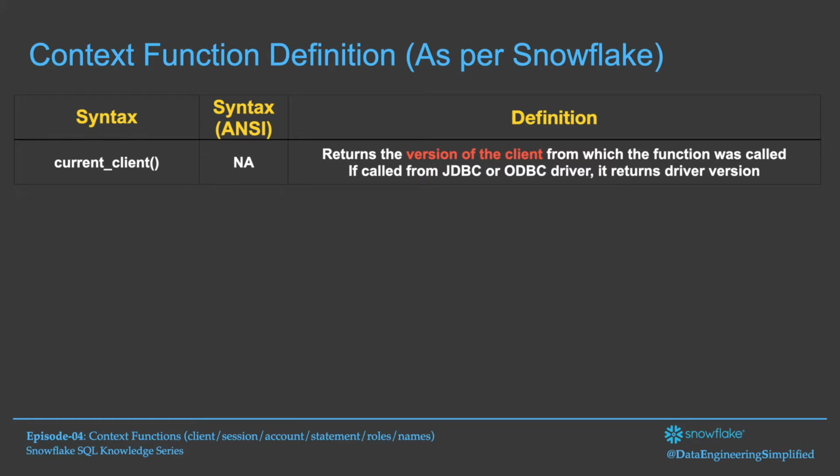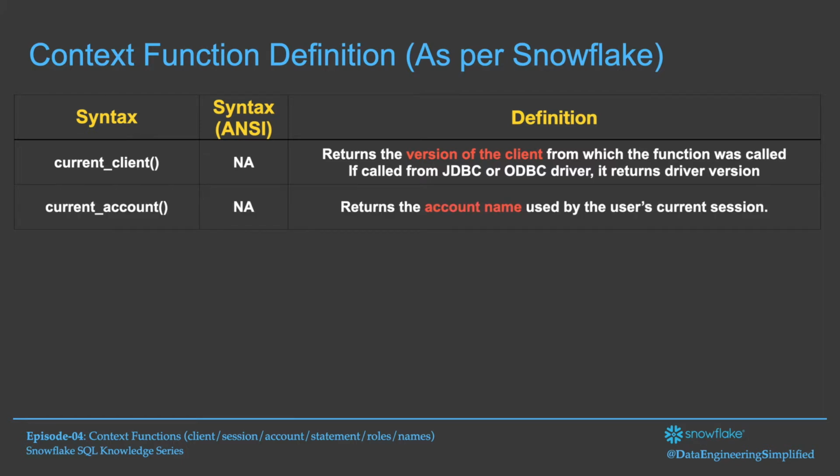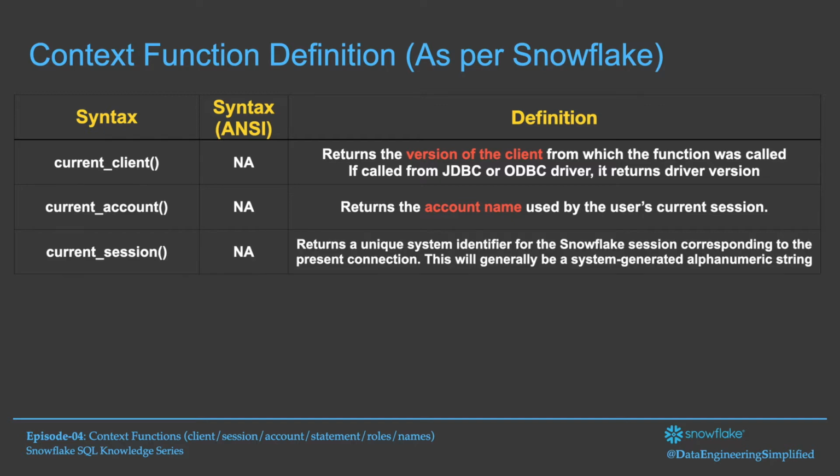Let's talk about current account. It returns the account name used by the user's current session. When you create a free trial edition, you will have only one account per organization. There is a concept of organization within Snowflake. One organization can have many accounts. This function is not really that useful if your organization has only one account; it doesn't make much sense. Current session is an important function.